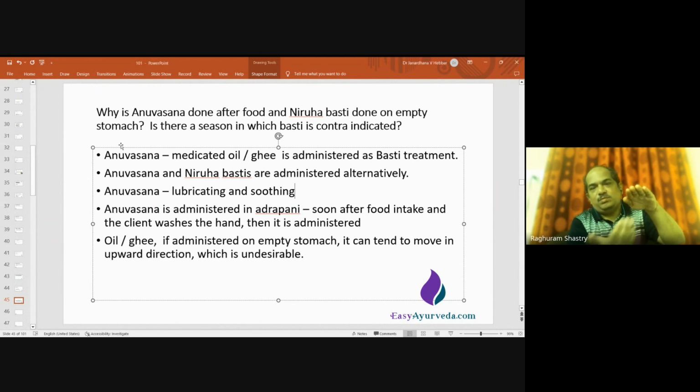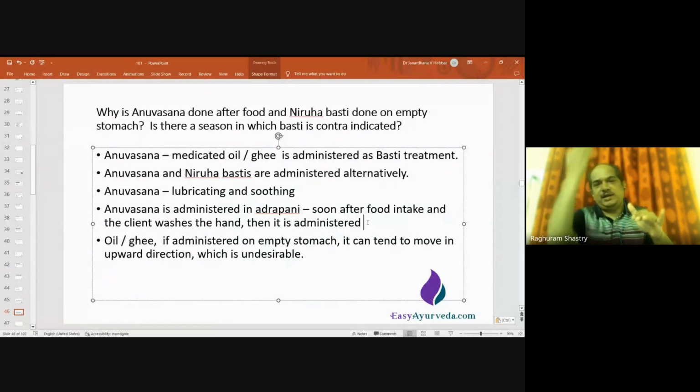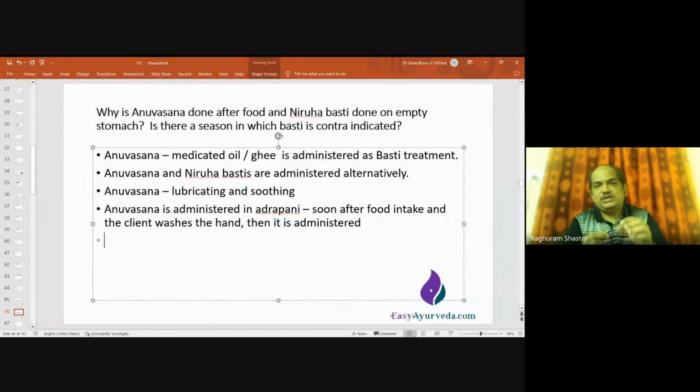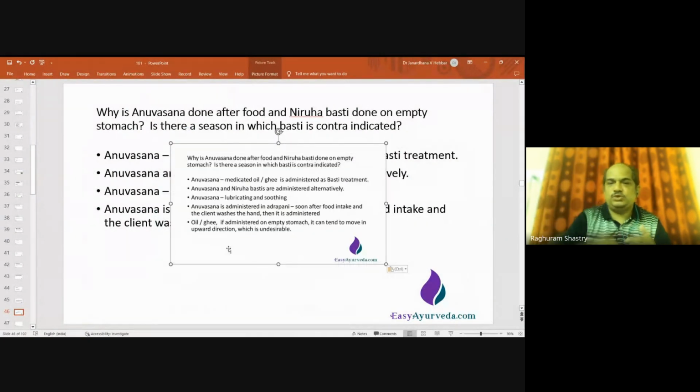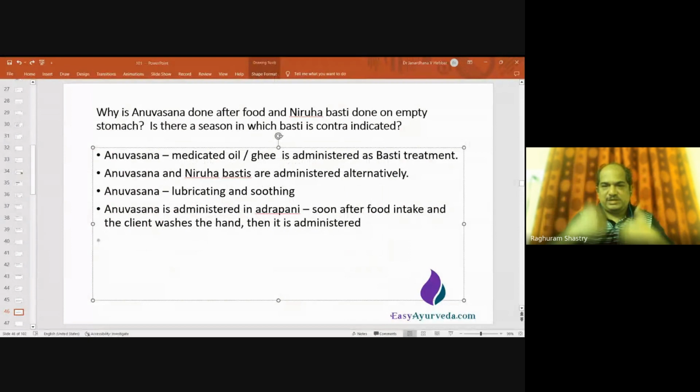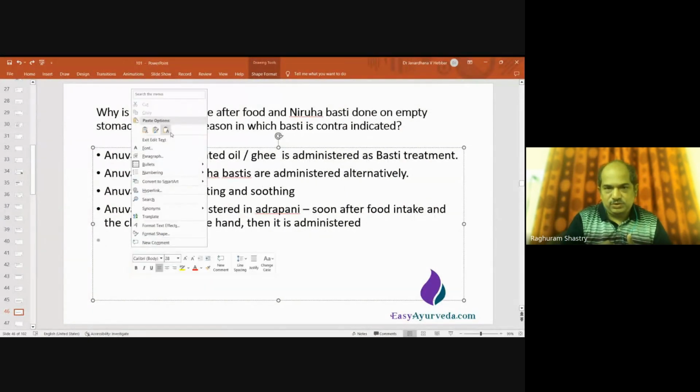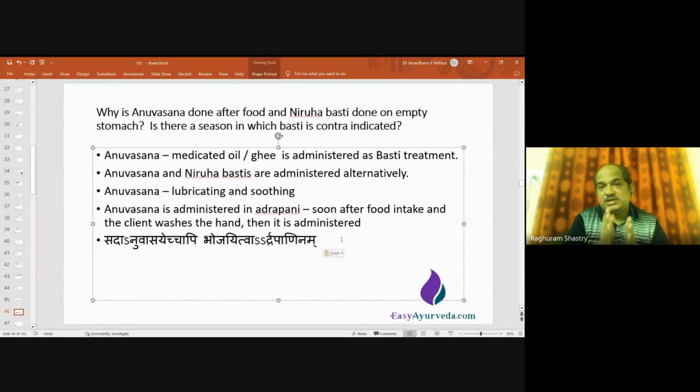That is the most lower portion of the colon, the beginning portion of the large intestine. And it is not desired that the medicine goes into the small intestine, up into the stomach. Just guess, if the oil goes to the stomach, it may move in an upward direction and may come to the mouth also, if the stomach is empty. So when Anuvasana Vasti is given on an empty stomach, there are instances where it has given serious complications. I mean serious complications.